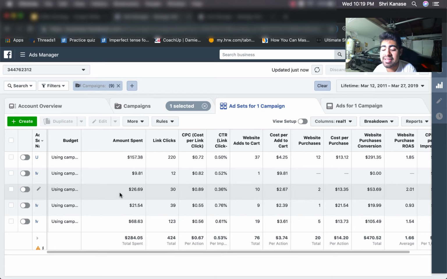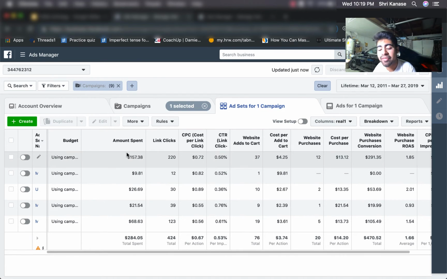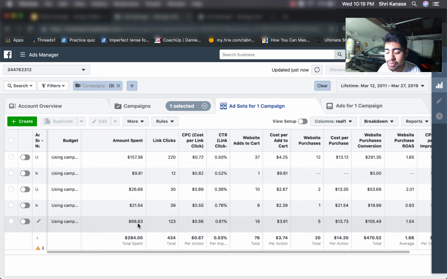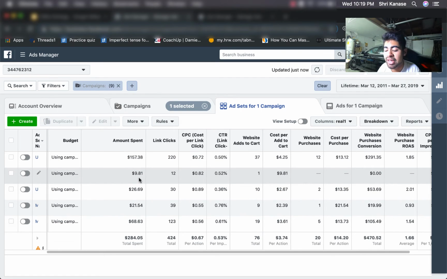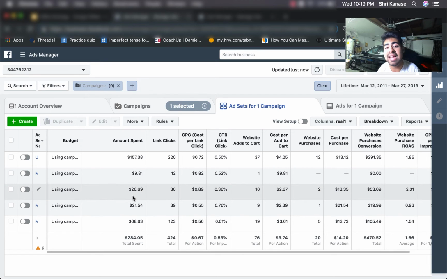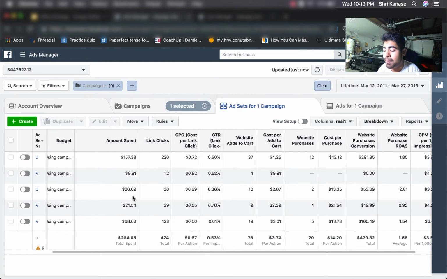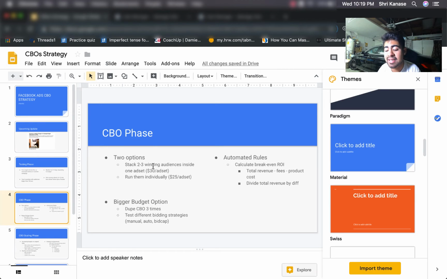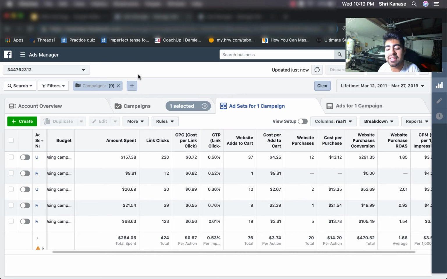So this is within the CBO. As you can see clearly, one of the ad sets received a majority of the $50 per day compared to these other ones, and this one was a straight out failure. So Facebook decided not to allocate a lot of budget to this ad set, and this is exactly how a CBO works. But going back to the first option, instead of having these 5 ad sets, one option that you have, which I just went over, is to group some of these interests together and, as I said, stack 2 to 3 winning audiences inside one.